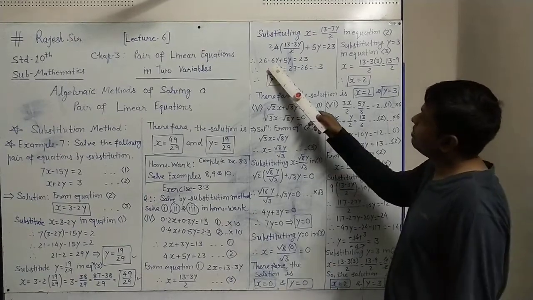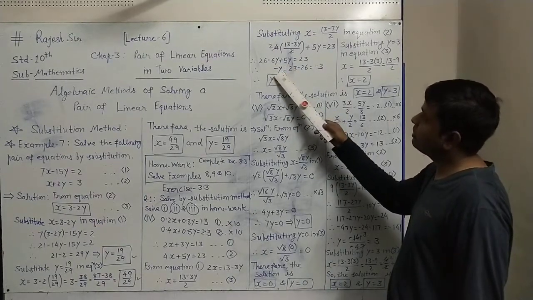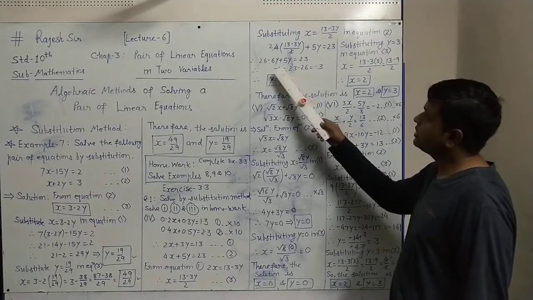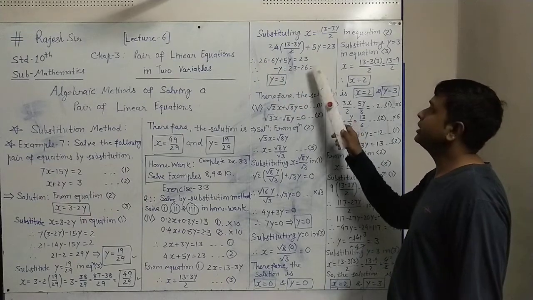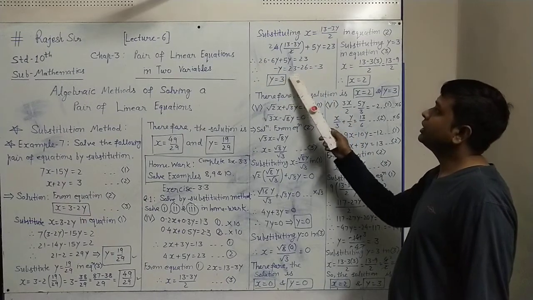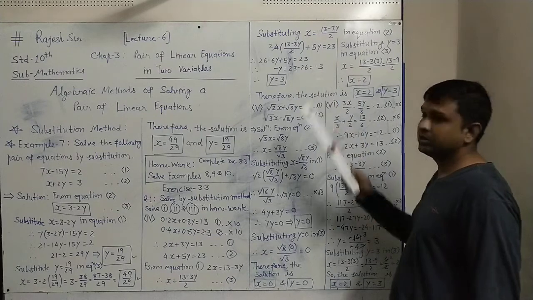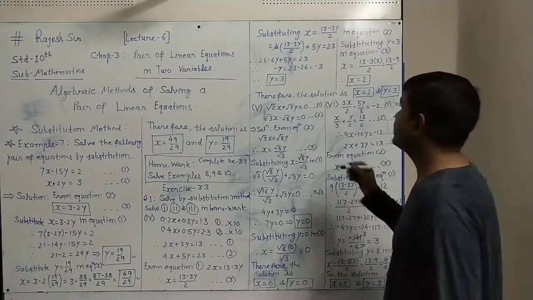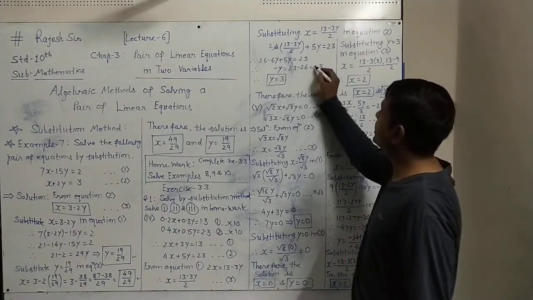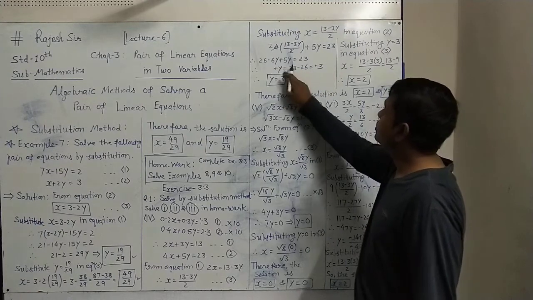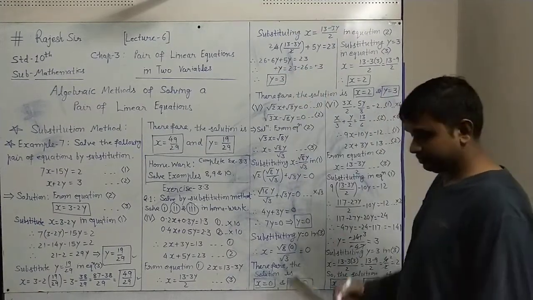Here y terms are minus 6y and plus 5y, which will give minus y. 23 as it is, plus 26 on the right side becomes minus 26. 23 and minus 26 will give minus 3. Now on both sides minus you can cancel: minus y equal to minus 3, minus minus cancel. So y equal to 3 we will have.